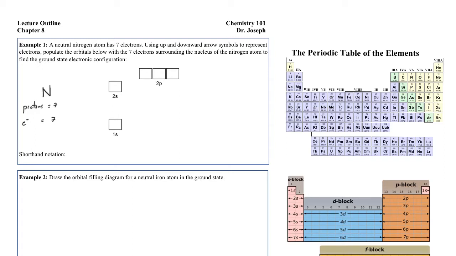Now, what we're going to do is populate the orbitals that are available for nitrogen with the electrons. I've drawn a schematic here showing that nitrogen has the 1s orbitals, the 2s orbitals, and the 2p orbitals. Now, why doesn't it have d orbitals or f orbitals? Well, that's because nitrogen is in the second row, right?